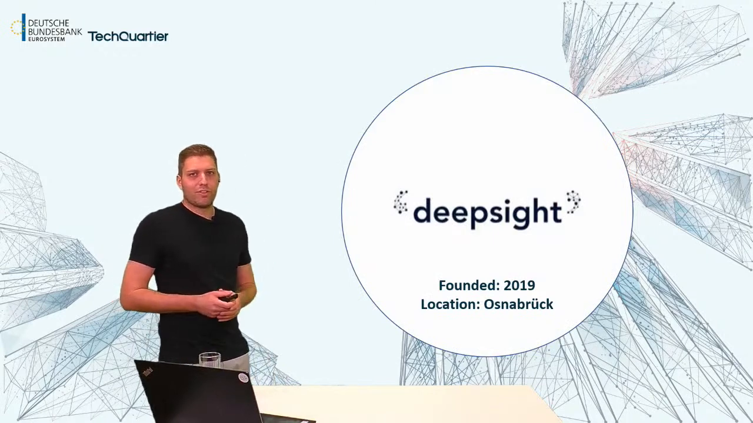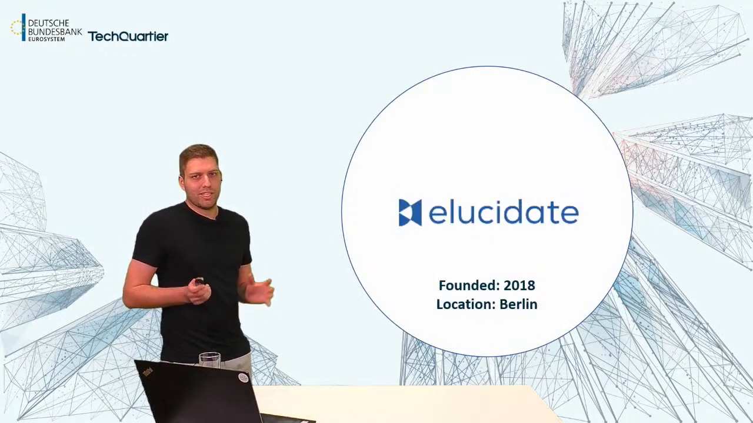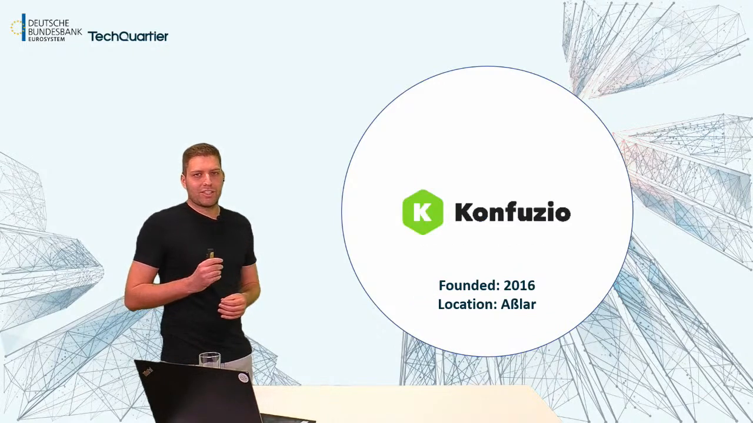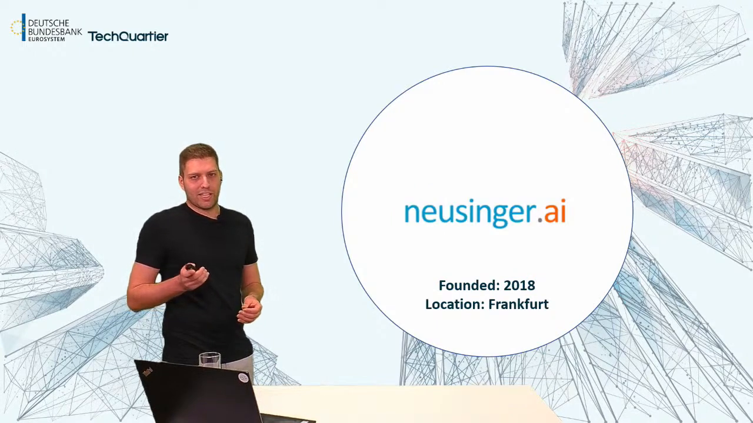And now let's come to the ones that are really in the focus here tonight. I will present you the startups that are selected for tonight and that will present in that order. The first one we have is DeepSight.io, founded in 2019, located in Osnabrück. After that, we will see Elucidate, founded in 2018, located in Berlin. Then we will see Innova Financial Solutions, founded in 2015, located in Copenhagen. After that, Confuzio will present. They're founded in 2016 in Asla and are located in Asla.